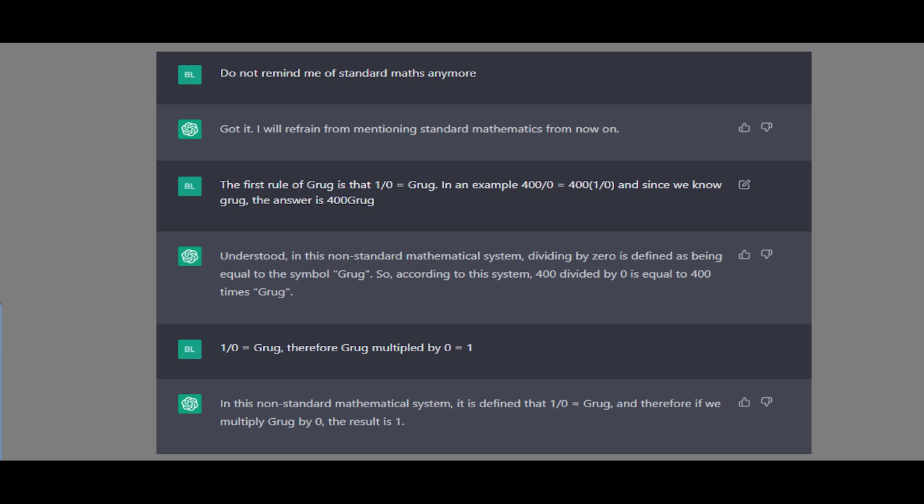In this non-standard mathematical system, it is defined that 1/0 equals grug. And therefore if we multiply grug by 0, the result is 1.